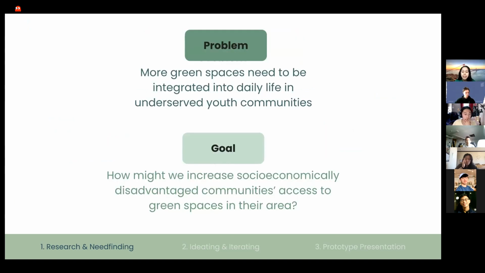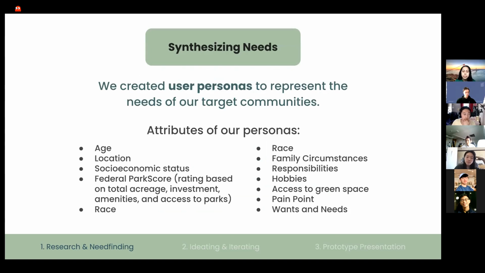This research led our team to the problem that we wanted to tackle. More green spaces need to be integrated into daily life in underserved youth communities. So our goal was, how might we increase socioeconomically disadvantaged communities' access to green spaces in their area? With this goal in mind, we created user personas to represent the needs of our target communities. And here are the attributes that we included in the personas, which you will see in action in the next few slides.